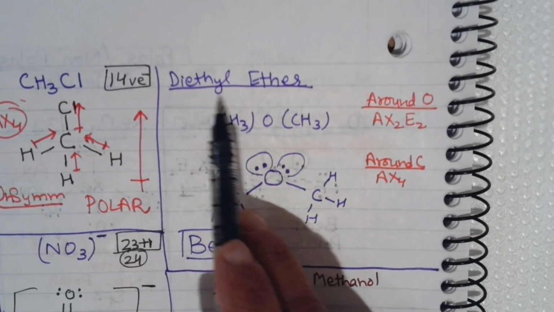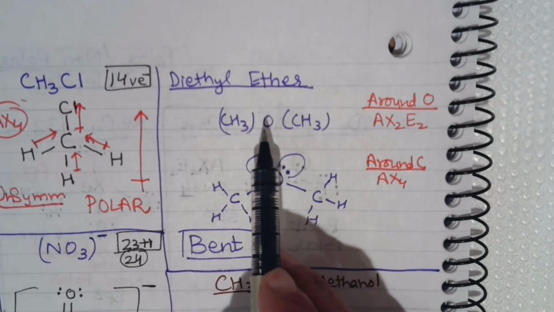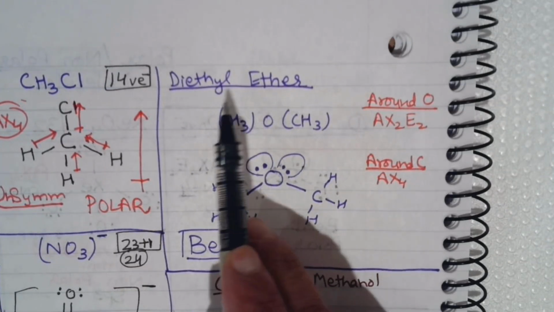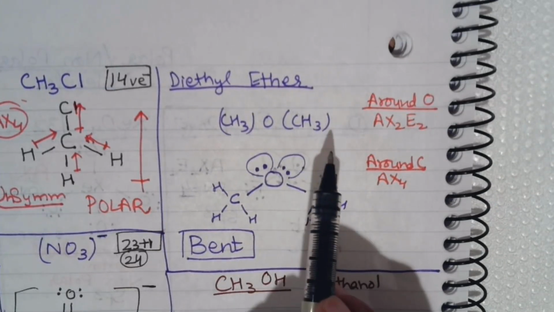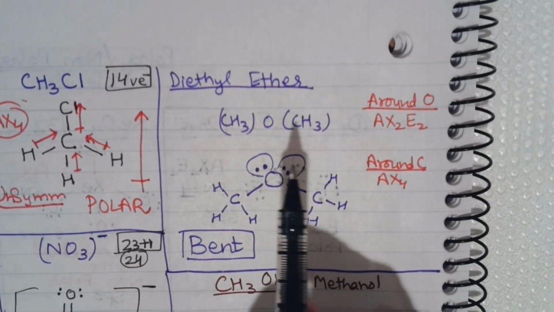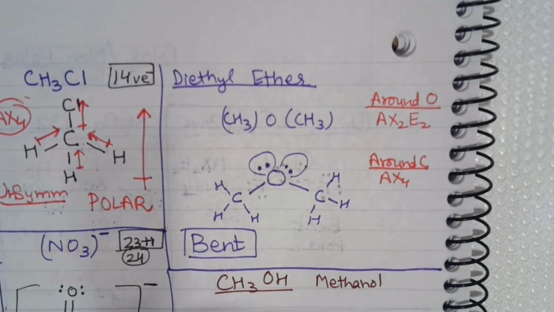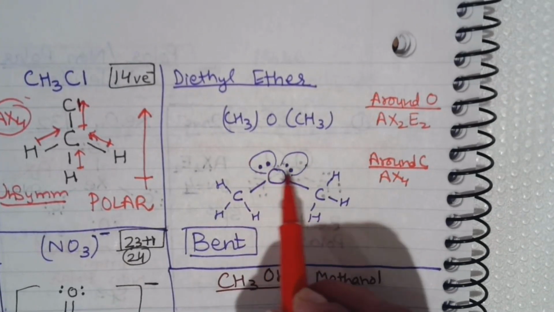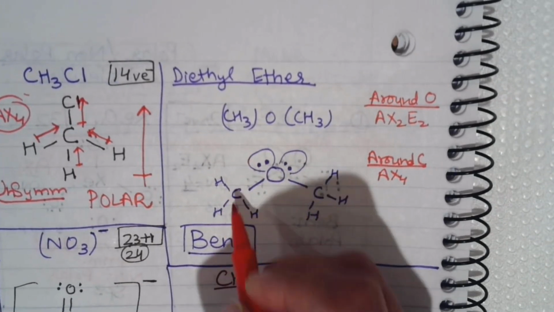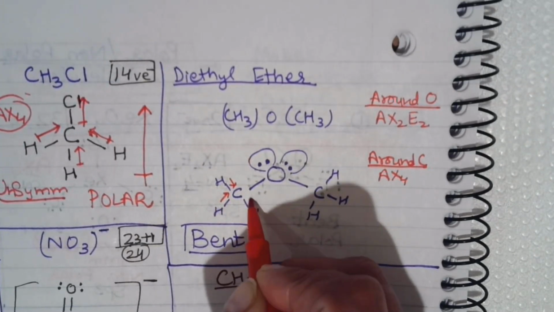So we have dimethyl ether. This is the formula, right? We have oxygen. On one side of the oxygen we have a methyl group. CH3 is called a methyl group, and on the other side we have another methyl group. It looks like a symmetrical molecule, but if you draw the structure, you will see there are 2 lone pairs on the oxygen, and then the polarity of each bond is like this, right?